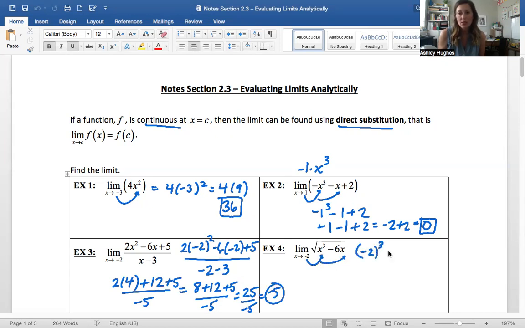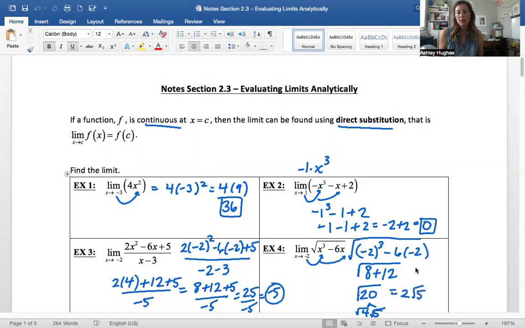And if I plug in this one, I plug -2 in for both of those. -2 quantity cubed minus 6 times -2, and then take the square root of that. So I get 8 plus 12, and so that gives me the square root of 20. Or if you want to simplify that, 20 is 4 times 5. So it's like the square root of 4 times the square root of 5, or 2 root 5.